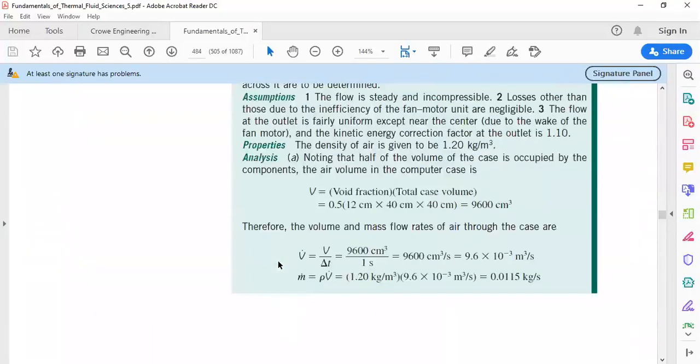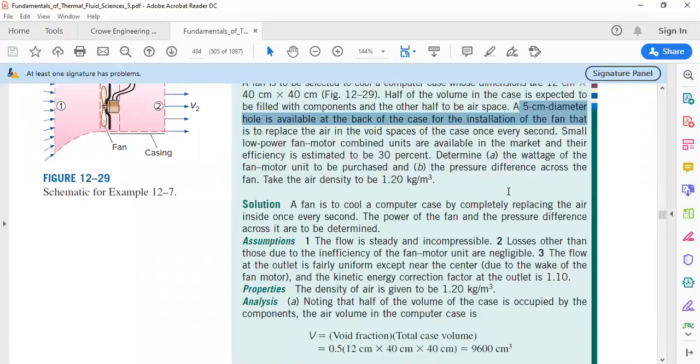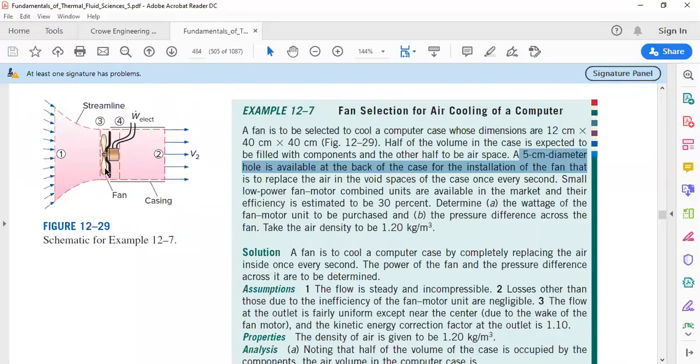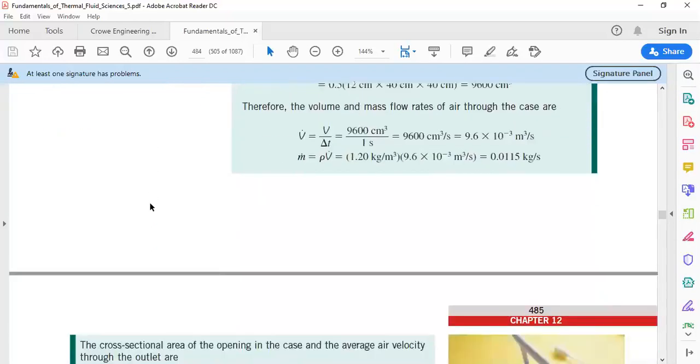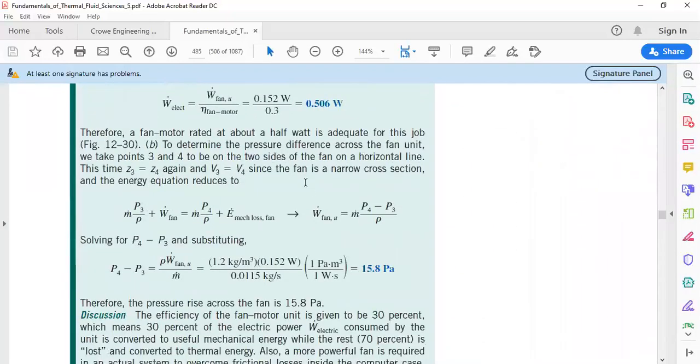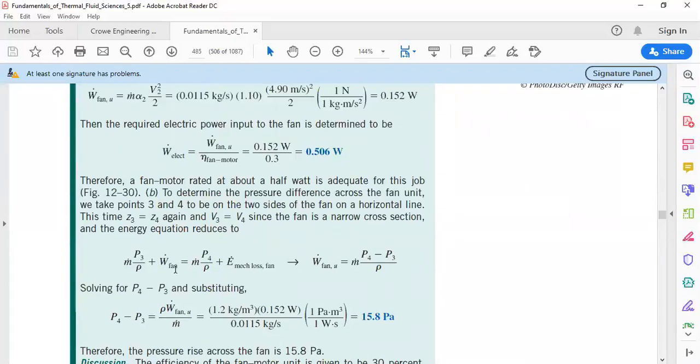Now, the second requirement was to find the pressure difference across the fan. In order to find the pressure difference across the fan, we choose points 3 and 4, which represent the points upstream and downstream from the fan. And then we apply the energy equation. Again, the velocity will be the same since there is no change in the cross-sectional area. Besides, the elevation is the same, so the energy equation reduces. Z3, Z4 will cancel with each other. V3, V4 will cancel with each other. Then the energy equation reduces to this form.